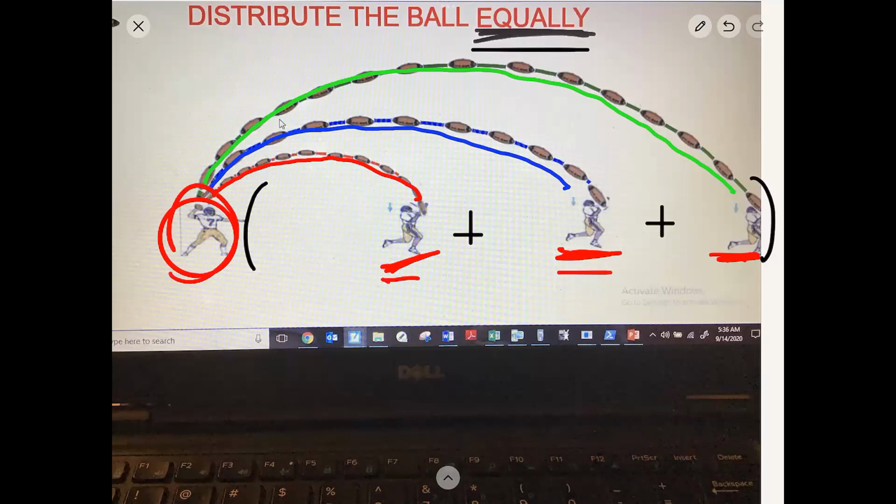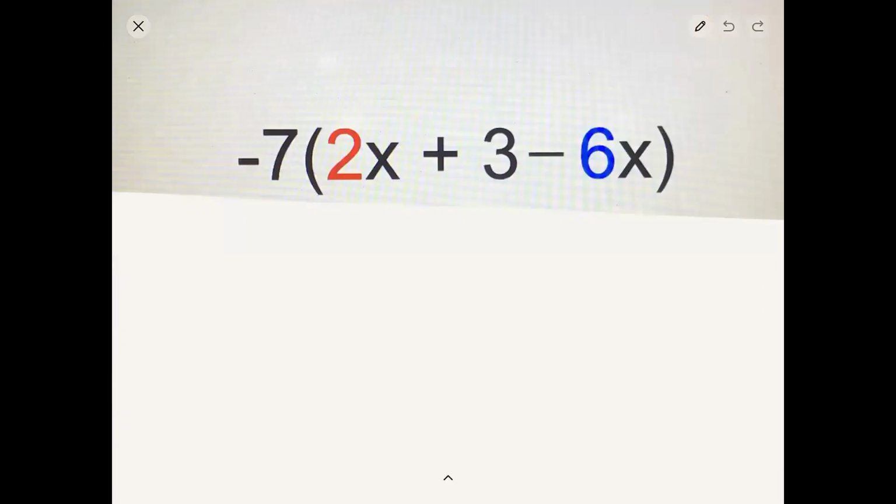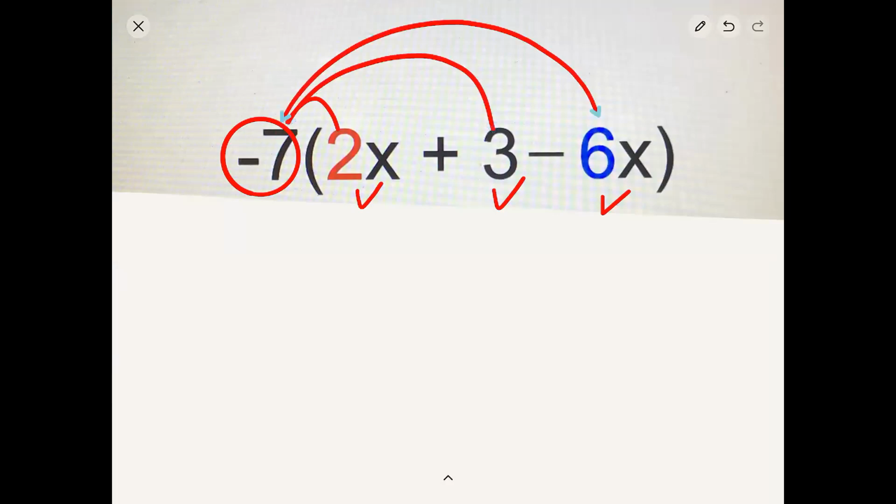So let's look at an example. So right here, we got a -7. That's the number outside the parentheses. And here are the terms, 2x, we got a +3, and we got a -6x. So this -7 should go to each term.